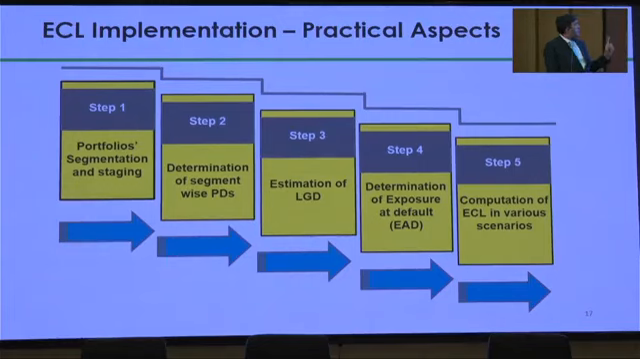Then step 2 and step 3 are loss rates. It's the estimation of probability of default, meaning what are the chances that a loan will go into default. Then you have loss given default, which says if a loan goes into default, what you are going to lose on that loan. You will not lose the entire amount of the loan.